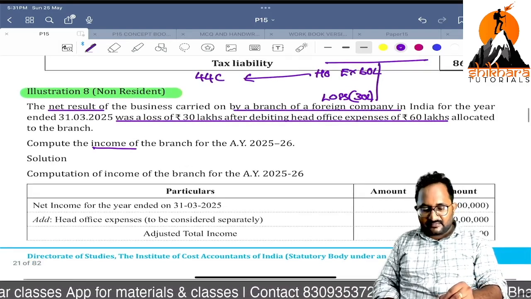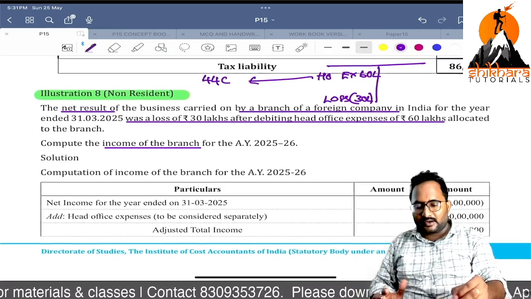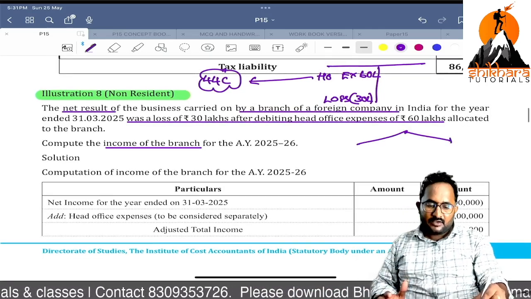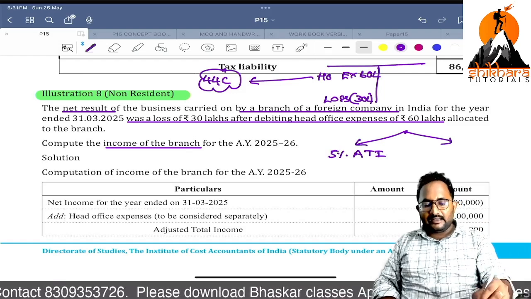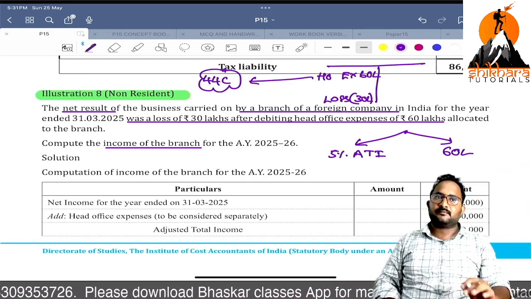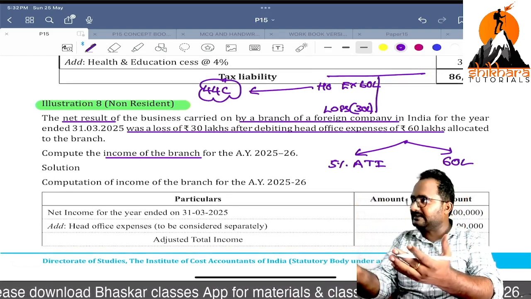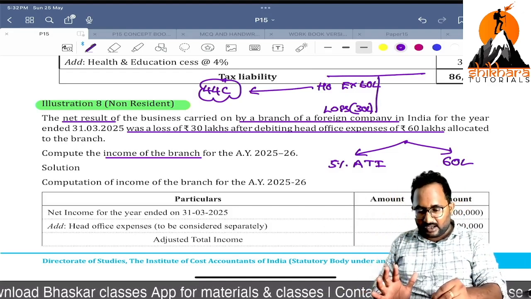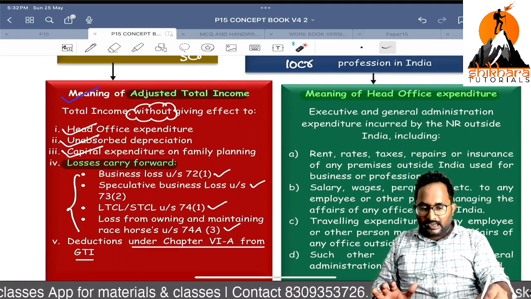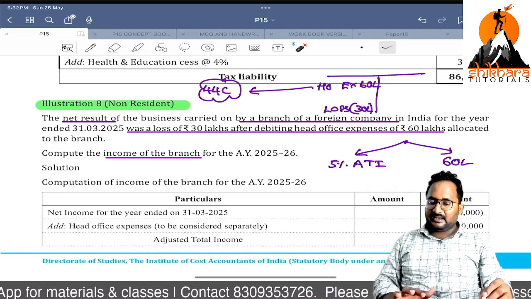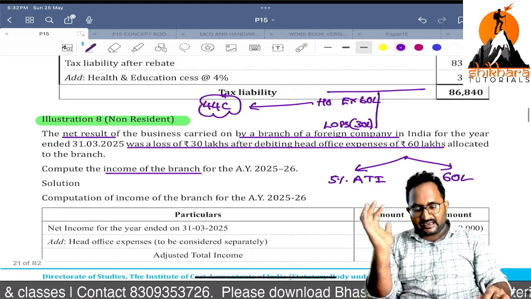Now, they are asking to compute the income of the branch. First we calculate what is the limit we can allow under 44C. First we calculate 5% of ATI, the adjusted total income, or the amount allocated to the branch, 60 lakh. So calculate the adjusted total income: total income before the effect of head office expenditure and all the things we discussed already. In this question they have given only the head office expenses. Ultimately we have a loss, so please add back that head office expenditure, then we get the adjusted total income.